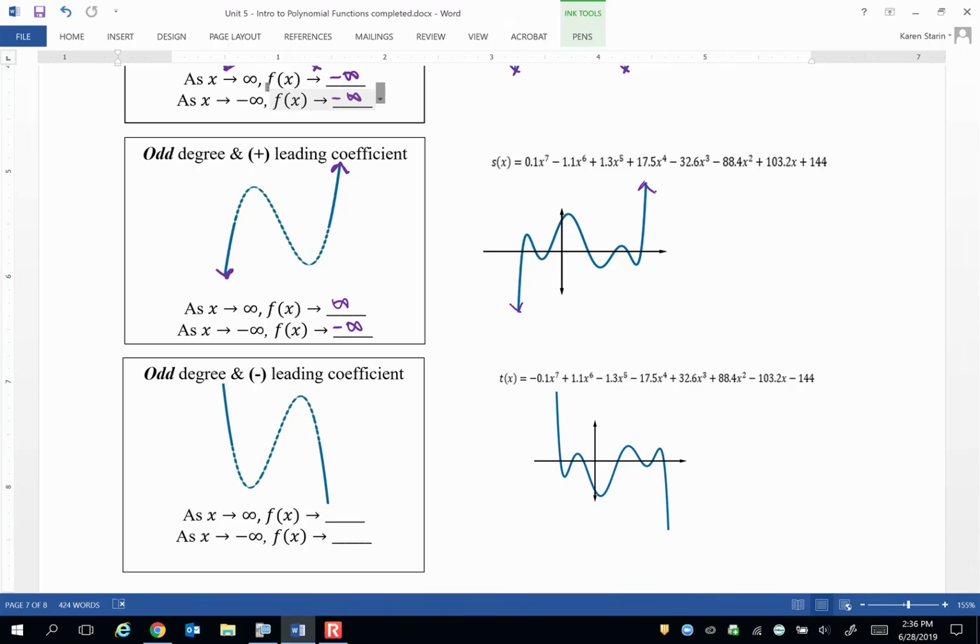And then finally we have an odd degree with a negative leading coefficient. So that just takes what we just saw and gives it a flip over the x-axis. So as x approaches positive infinity, f of x is going to head towards negative infinity. As x approaches negative infinity, f of x will approach positive infinity. So t of x to the right has a negative leading coefficient and an odd degree, and its end behavior matches that which we have in the box on the left.